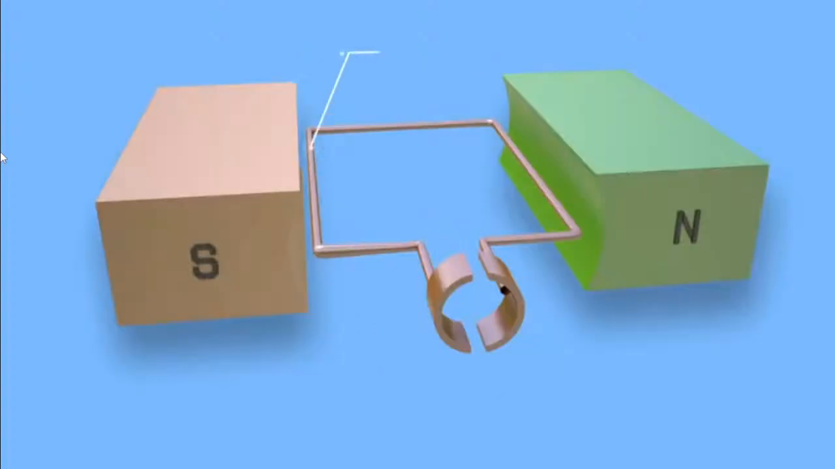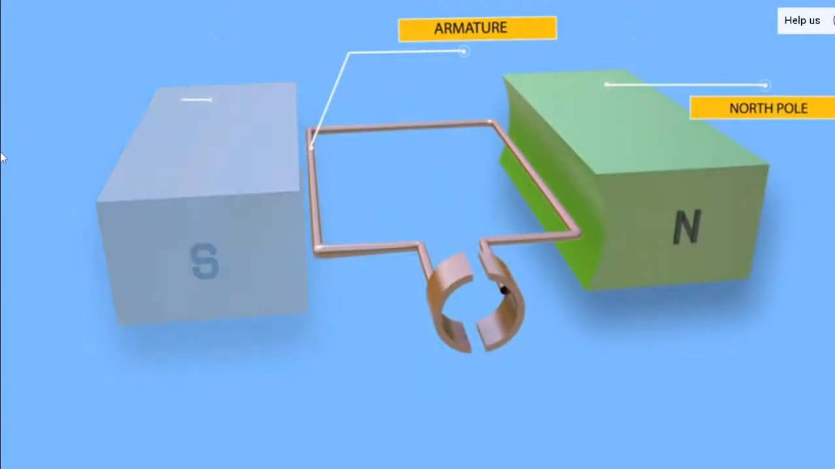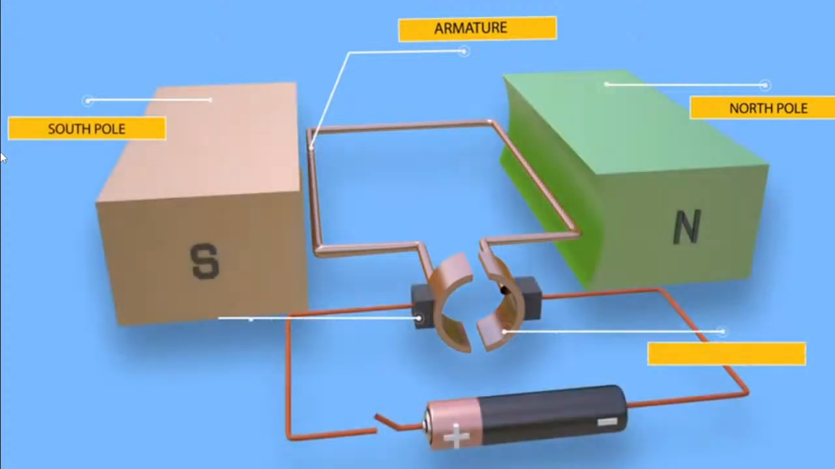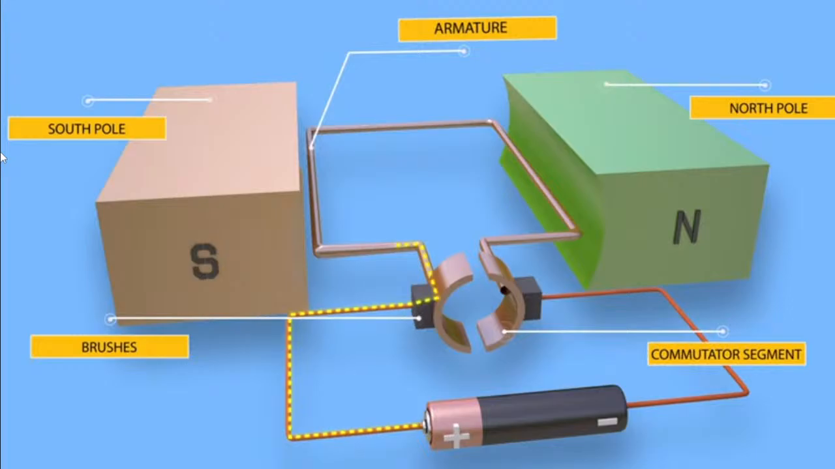The very basic construction of a DC motor contains a current-carrying armature, which is connected to the supply through commutator segments and brushes. The armature is placed between the north and south pole of a permanent or an electromagnet, in the elementary model. One single turn of conductor is placed between two opposite poles.